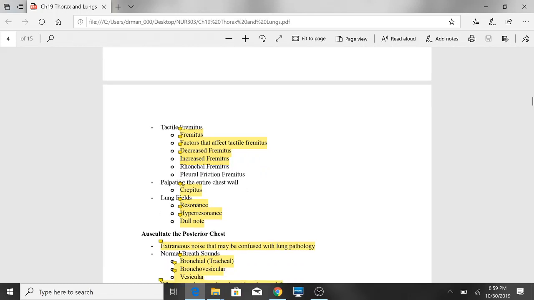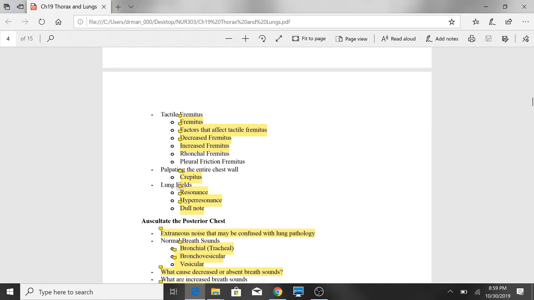And when we palpate the entire chest wall, we can look for certain abnormalities, such as crepitus, which is a coarse, crackling sensation palpable over the skin surface. Then you have lung percussion: resonance is a low pitch, clear, hollow sound that predominates in healthy lung tissue in adults. Then you have hyperresonance, a lower pitched booming sound found when too much air is present. And you also have a dull note, which is abnormal density in the lungs, as in pneumonia.